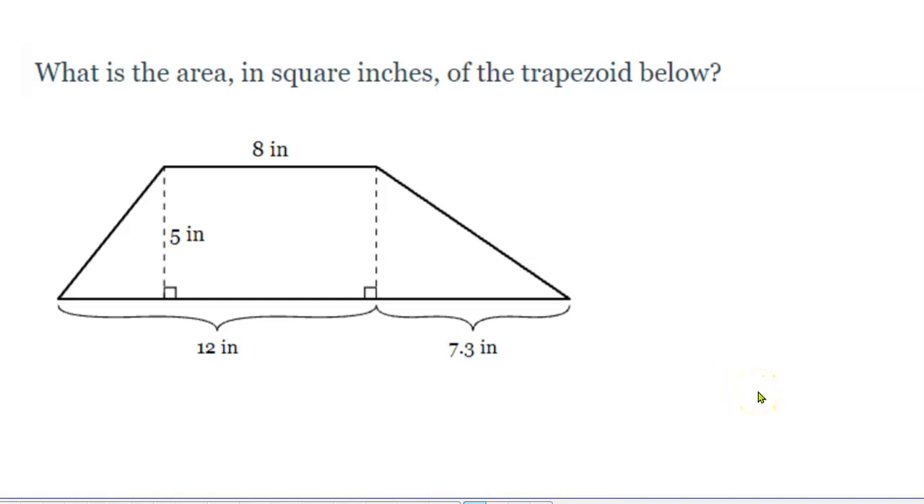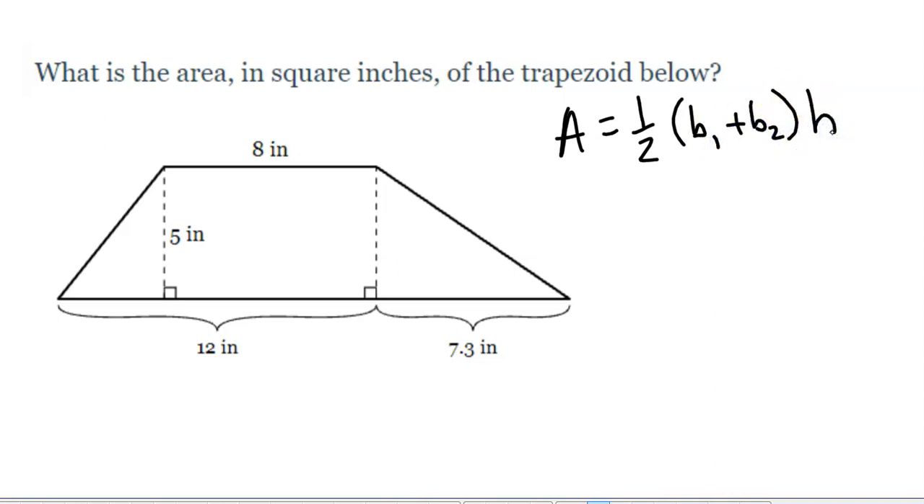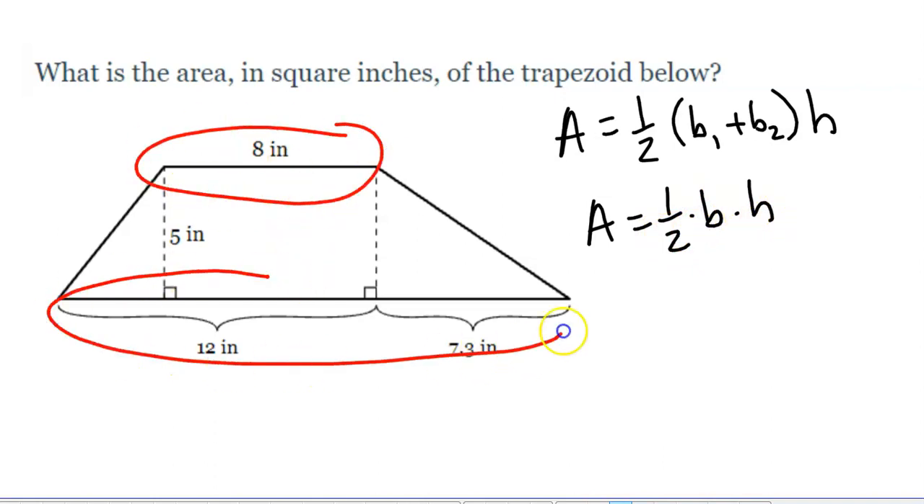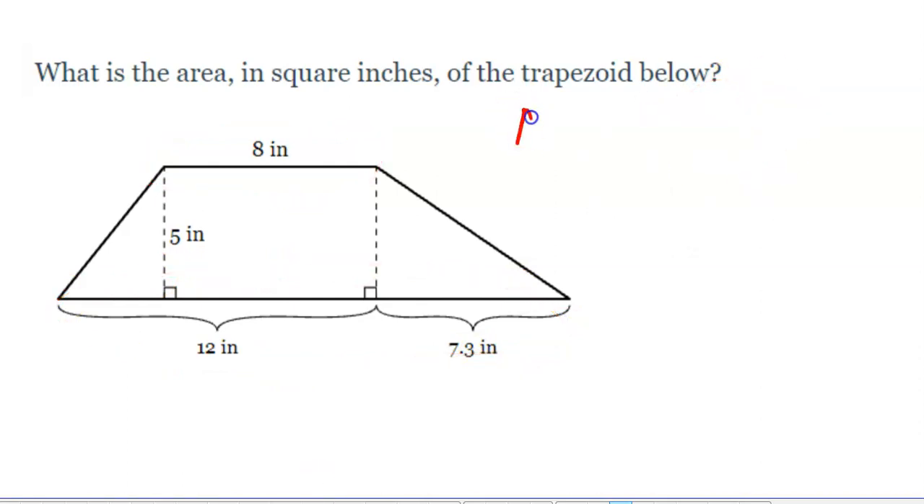A trapezoid has an area formula of 1/2 the sum of the two bases, so base 1 plus base 2, times the height. So it's very similar to the area of a triangle, which is this formula, half the base times the height. But because a trapezoid has two flat bases, then we have to add them together. Again, the formula for the area of a trapezoid is half of the sum of the bases times the height.